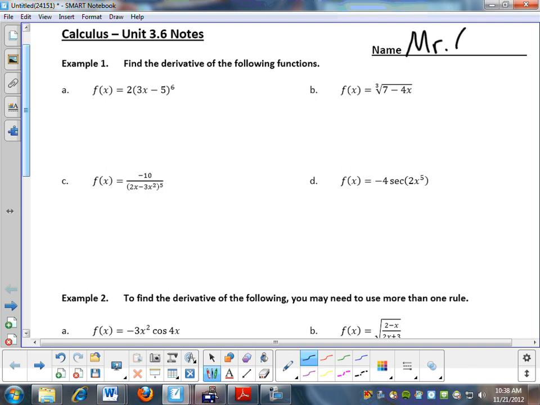But again, I want to show you how you can model your thinking again. All right? What's the inside function here? What's the derivative of it? 3 times. What's the outside function? What's the derivative of 2u to the 6th? 12u to the 5th. So you can see that you can actually get through some of these chain rule problems pretty quickly by looking at the derivative of the inside times the derivative of the outside with the inside left alone.